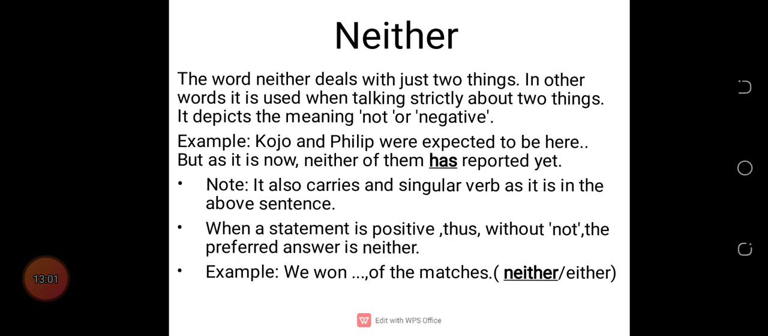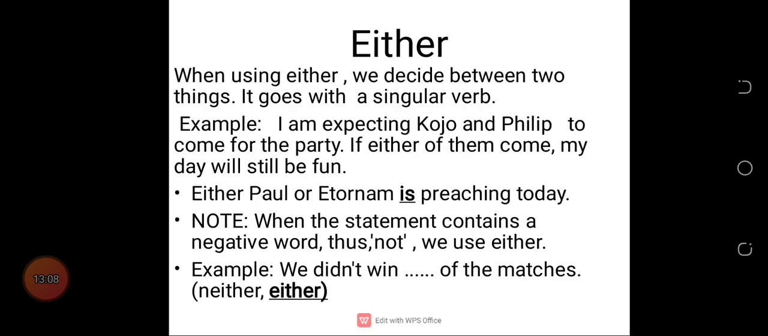So the example we have, we won dash of the matches. We said the preferred answer for that is neither. We also looked at either, where we said that either is used when we want to decide between 2 things, and it goes with a singular verb. We also said that when you have a statement where you have a negative used, you go for either. So when the statement has negative meaning, we go for either.